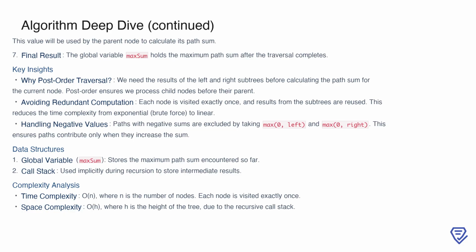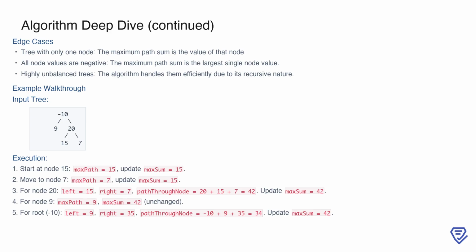This approach also handles negative values by excluding paths that would decrease the sum, and it leverages a global variable and the recursion stack to manage data efficiently. Edge cases in this problem include trees with only one node, where the maximum path sum is simply the value of that node. If all node values are negative, the algorithm correctly identifies the largest single node value as the maximum path sum. For highly unbalanced trees, the recursive approach remains efficient, as it processes each node just once.